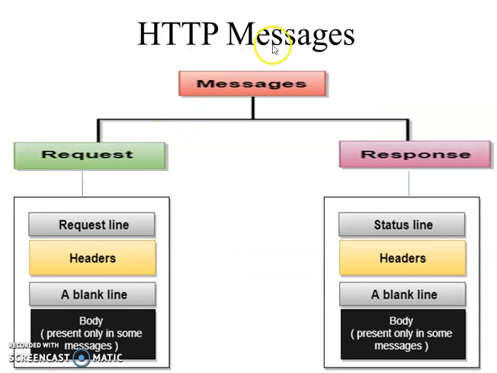What is an HTTP message? HTTP messages are of two types, request and response. Both message types follow the same message format. First one is the request. A request message is sent by the client and consists of a request line, headers and sometimes a body. Here the body is present only in some messages.